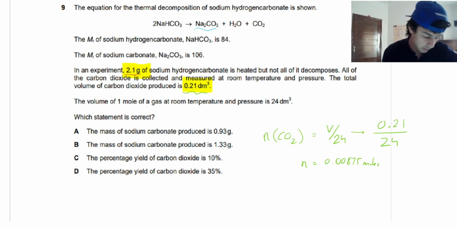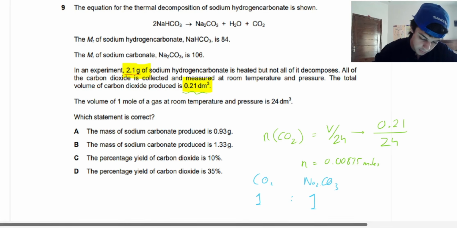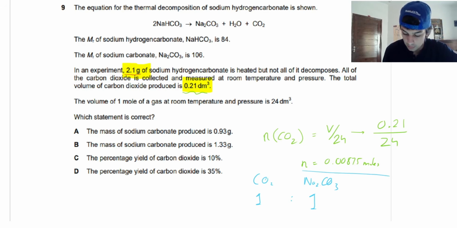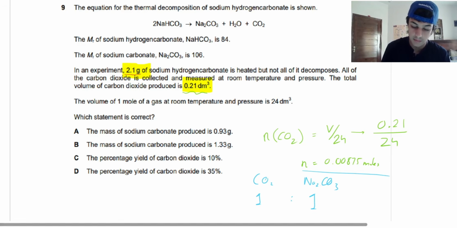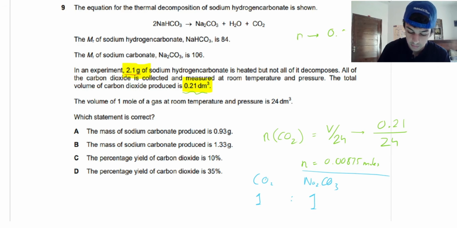Let's fact check this. Here we have sodium carbonate. So the moles of sodium carbonate would be, first we find the ratio. Carbon dioxide has a ratio of 1:1 with Na2CO3. Why? Because we can see over here this is 1 mole and also this is 1 mole. Anyway, so we can see that the moles of carbon dioxide should be equal to the moles of sodium carbonate. So we can see that the moles of sodium carbonate also becomes 0.00875.